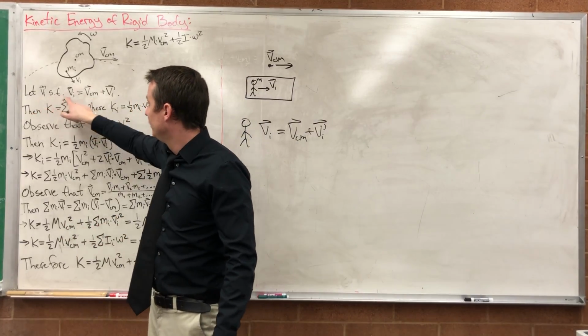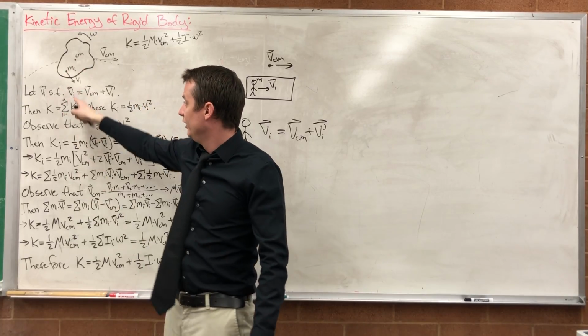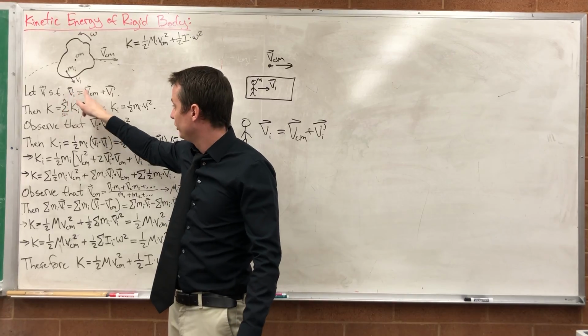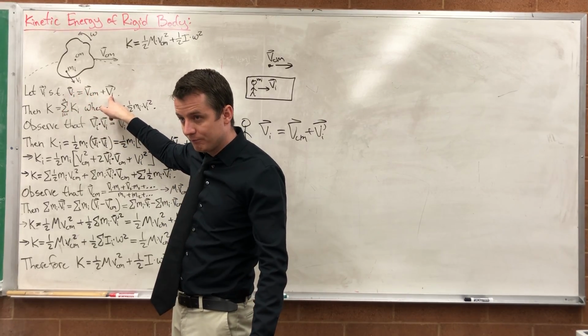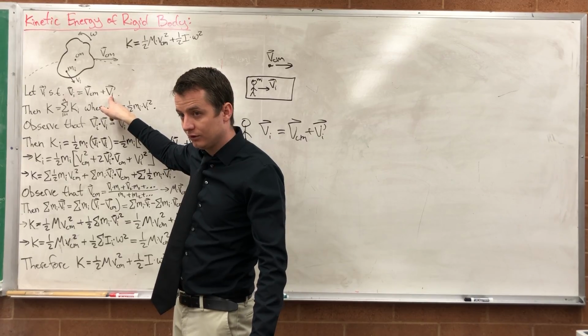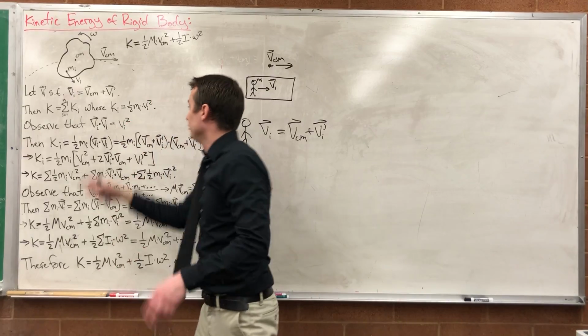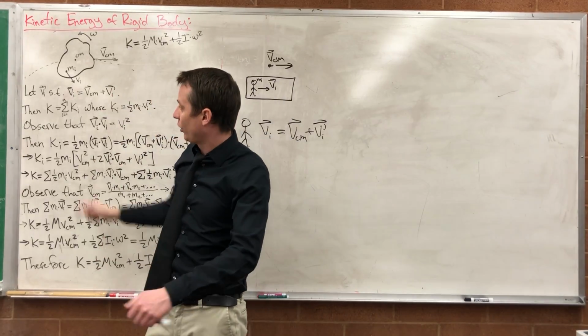V sub i prime is going to be the velocity of the point mass relative to the center of mass. So the velocity of the point mass is equal to the velocity of the center of mass plus the velocity of the point mass relative to the center of mass. Think we're good with that substitution? Okay, so just note that. We'll use that here in a second. Now let's go back to our ultimate strategy. What was our ultimate strategy?